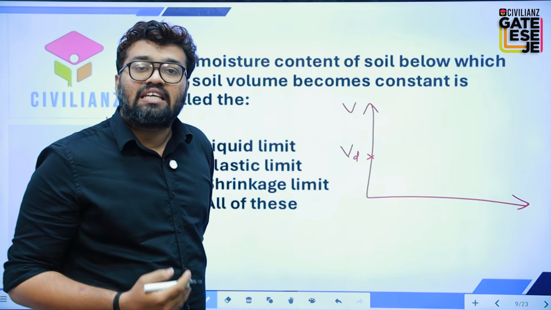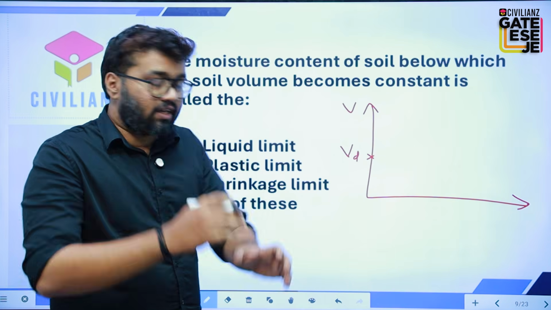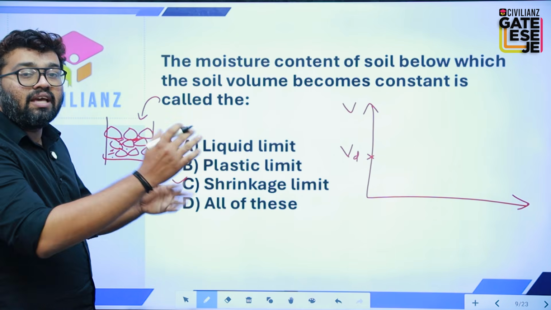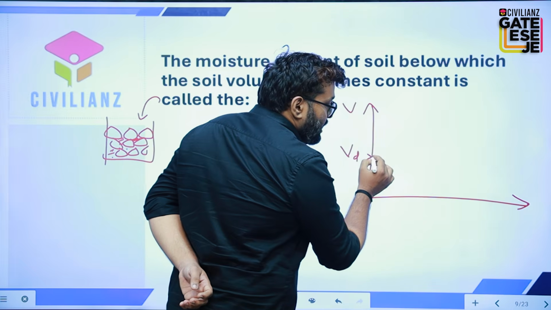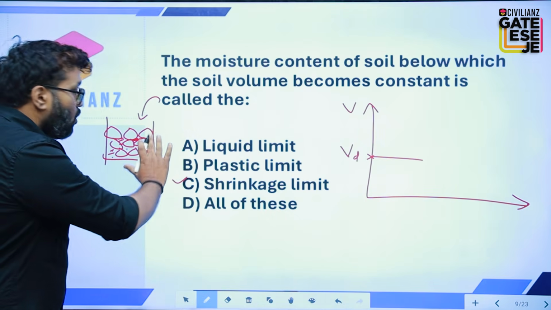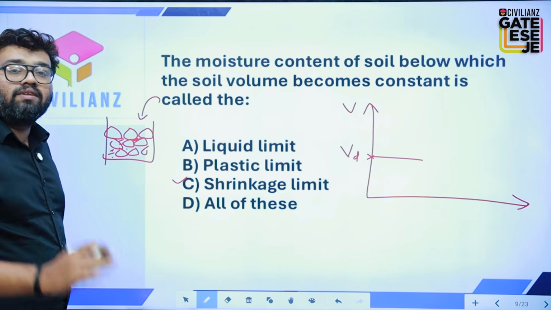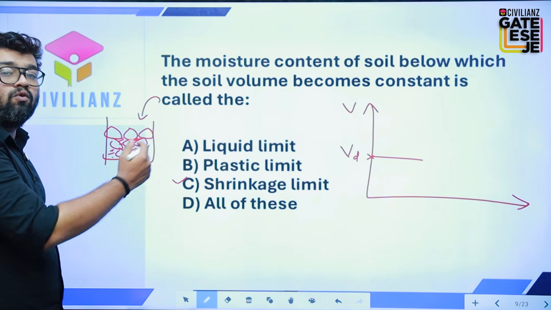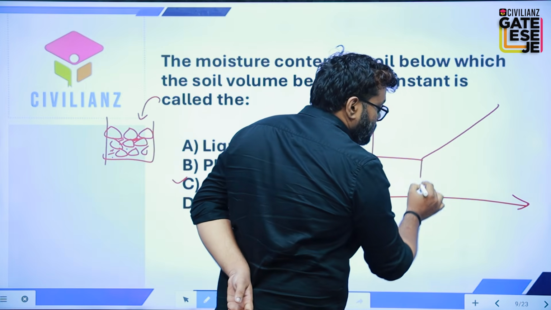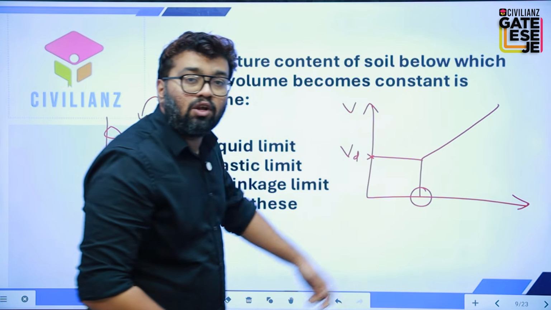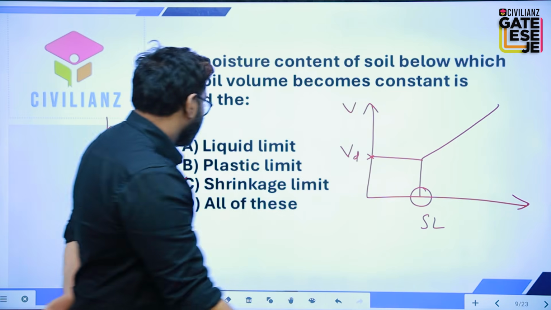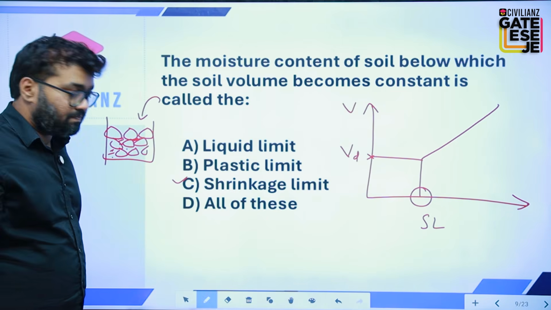And then we are increasing the water. We are pouring water into this so that water will fill these air voids and air will be released. So there will not be any change in the volume. And after some time, all the voids will be filled with water. After that, the volume comes to increase. The point below which there is no volume change is called the shrinkage limit. So the correct answer is option C. Next question.